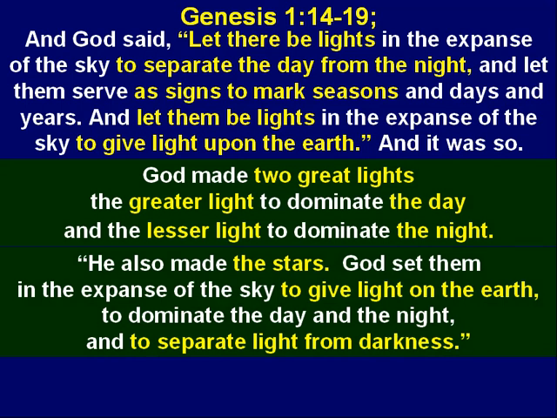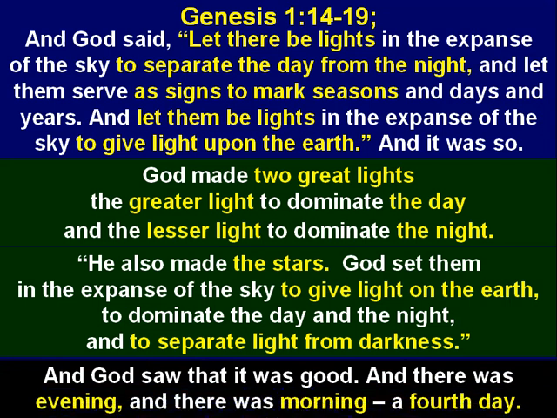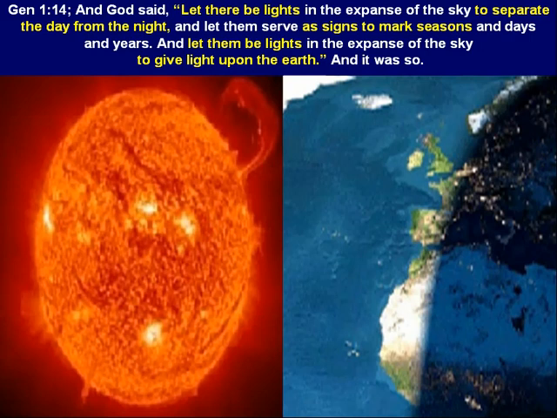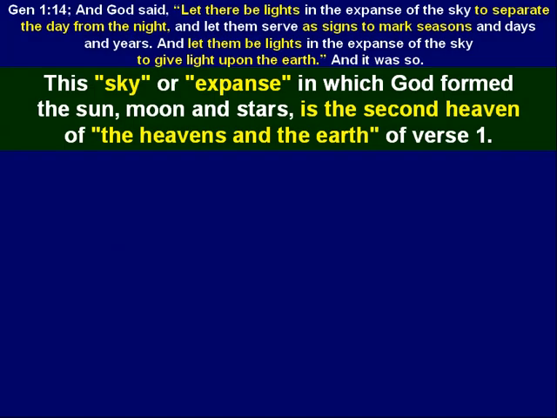God set them in the expanse of the sky to give light in the earth, to dominate the day and night and separate light from darkness. And God saw it was good, and it was evening, and it was morning, a fourth day. Genesis 1:14, let there be lights. We see this absolutely, totally amazing thing that takes place.